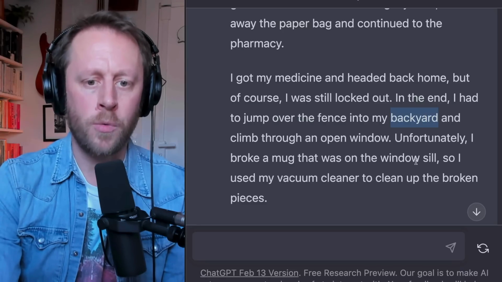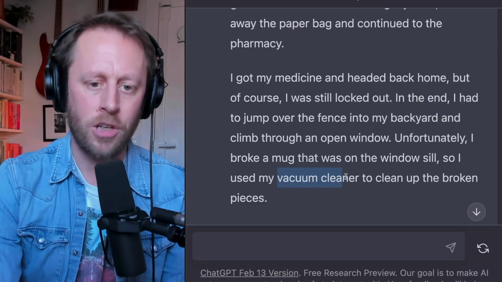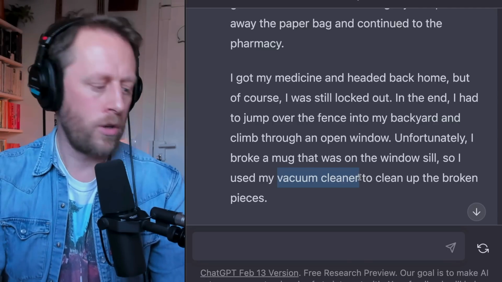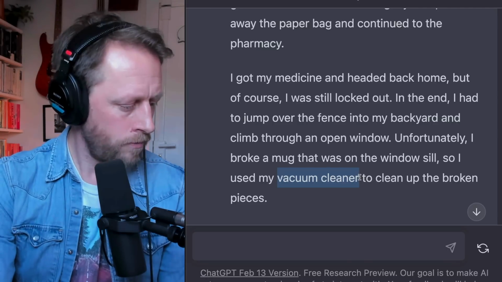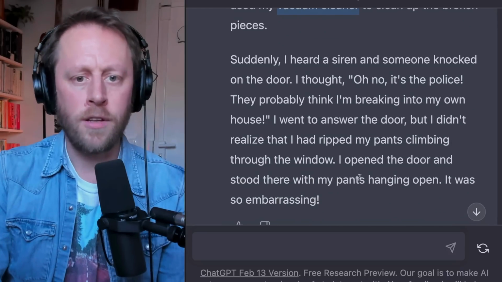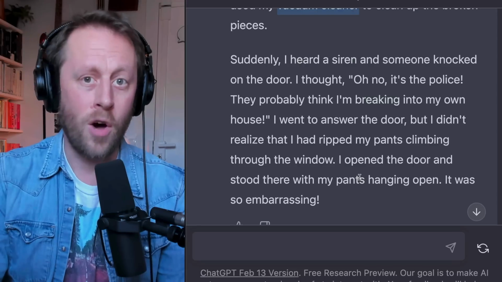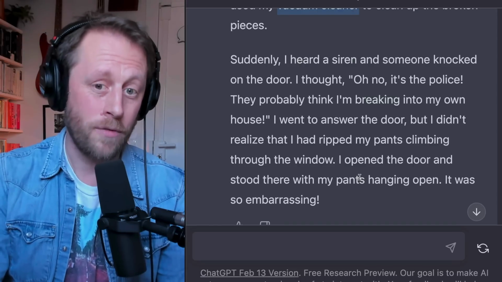Unfortunately, I broke a mug that was on the windowsill, so I used my vacuum cleaner to clean up the broken pieces. They call it a vacuum cleaner, we call it a hoover. Suddenly I heard a siren and someone knocked on the door. I thought, oh no, it's the police. So not the old bill, not the bill, which is a slang word for the police.